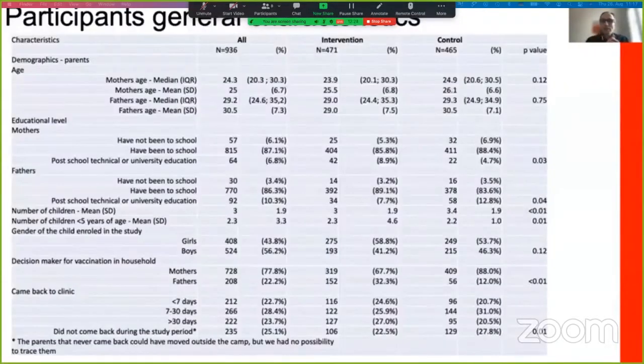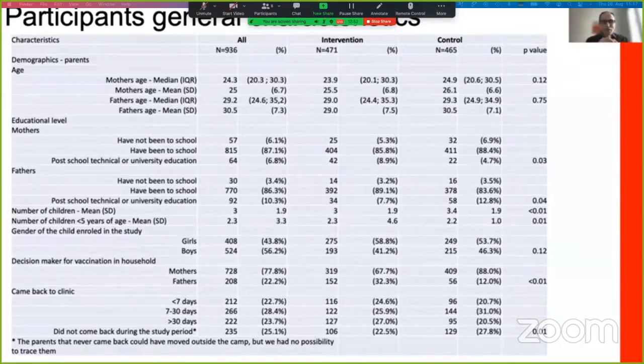When we looked at the comparison between the intervention and the control study groups, there was barely any difference between them, except regarding the decision-making in the household. In the intervention group, it was more likely the fathers to be the decision makers regarding vaccination. In the control group, it was the moms.